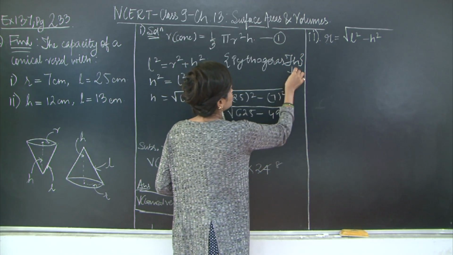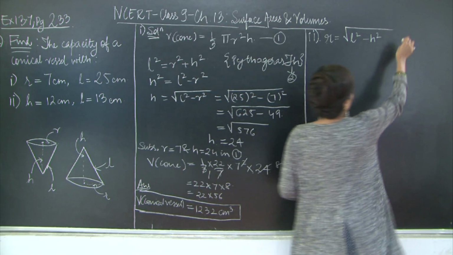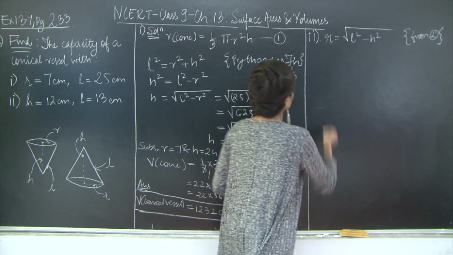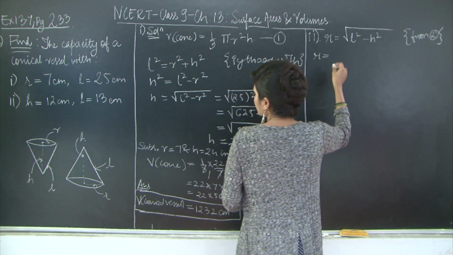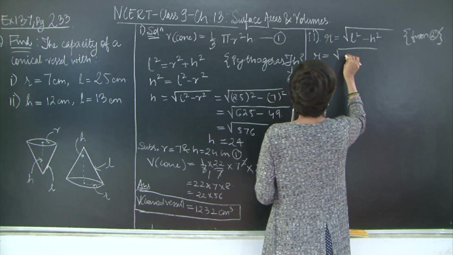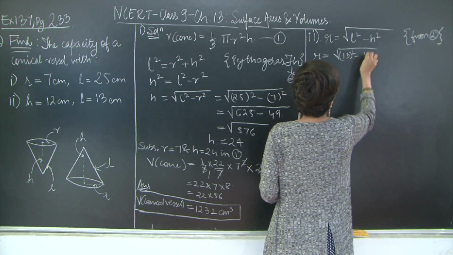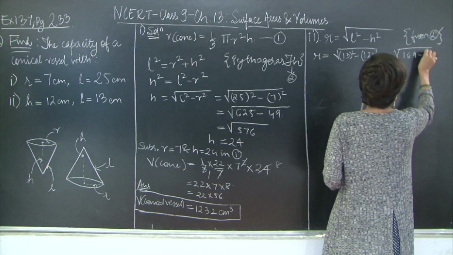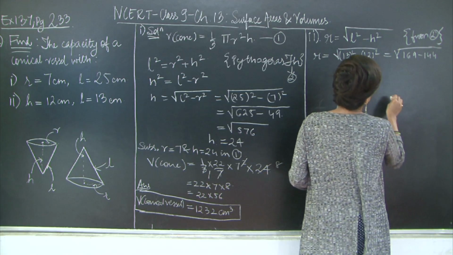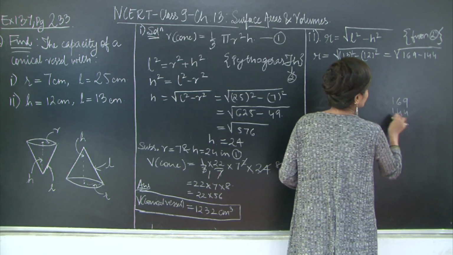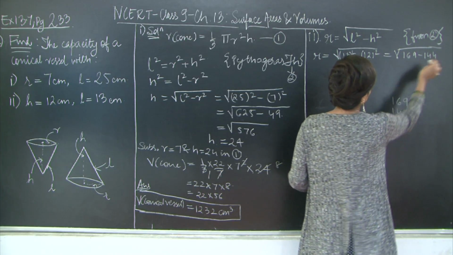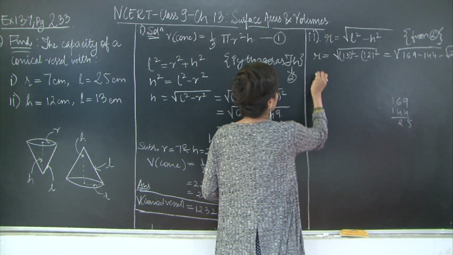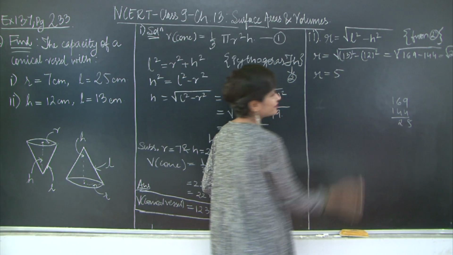And let's mark this as 2. So here I will say from 2, R is going to be equal to 13 square minus 12 square, which is 169 minus 144. So 169 minus 144 will give me 25. So this is equal to under root of 25. Therefore, my radius is equal to square root of 25, which is 5.